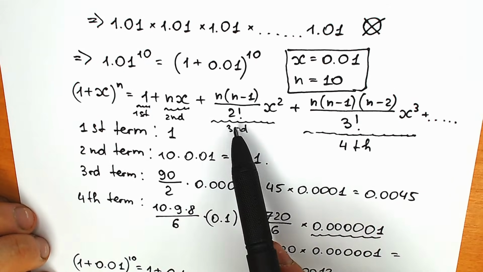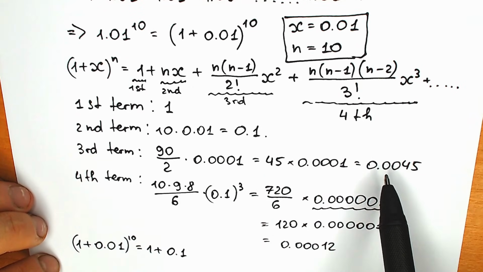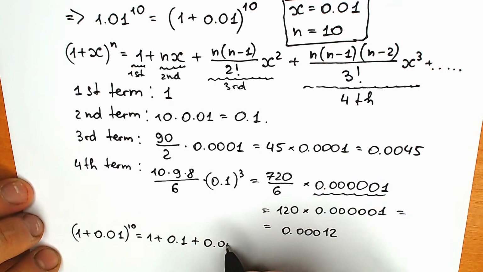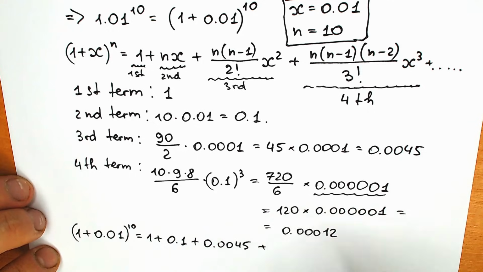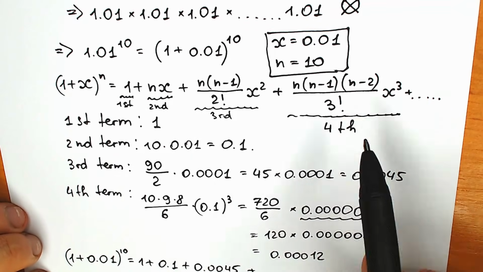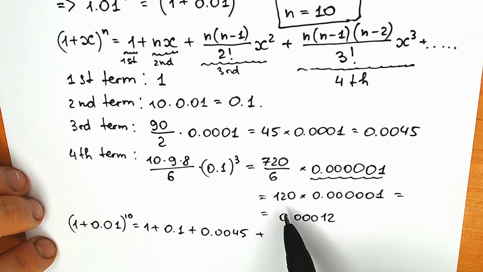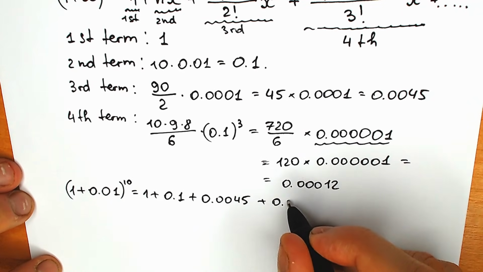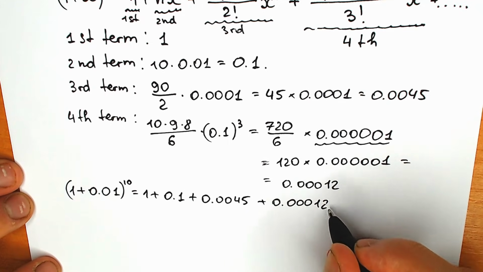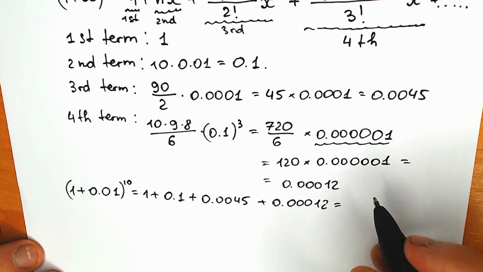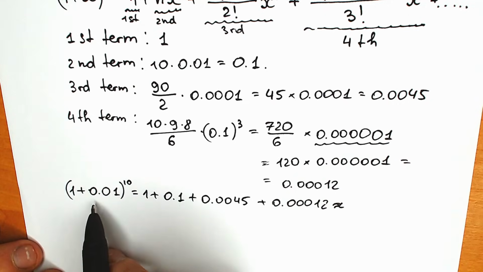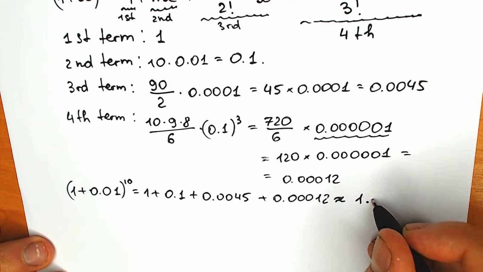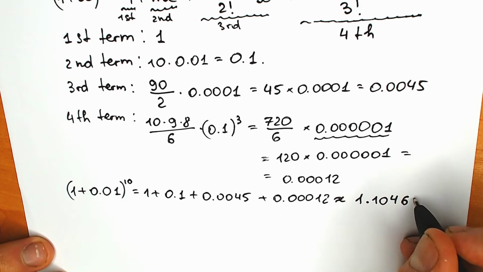the third term right here we find equal to 0.0045, plus 0.0045, and plus, for better accuracy, let's find our fourth term. The fourth term is right here, equal to 0.00012, so plus 0.00012. And when we add all of this, as a result, our approximate value of these parentheses is 1.10462.